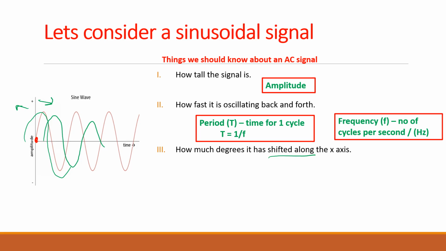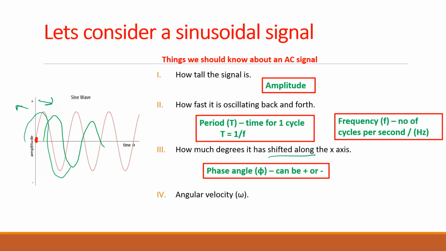compared to another one, for example voltage compared to current, or current compared to voltage. We call that the phase. It can be positive or negative depending on whether it is shifted towards the right or left. We will learn more about it later on. And we need to know the angular velocity, which is omega. I hope you are familiar with these words from physics. That is 2 pi f, or angular velocity is angle divided by time. For example, one cycle is 2 pi, or 360 degrees.